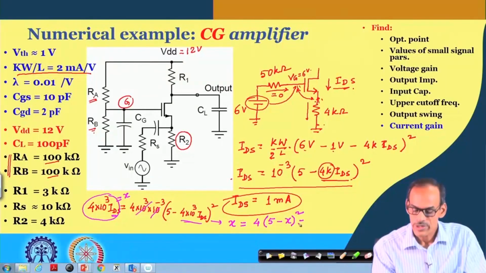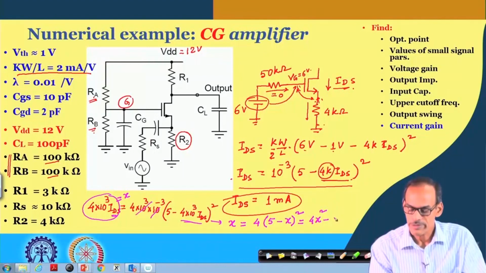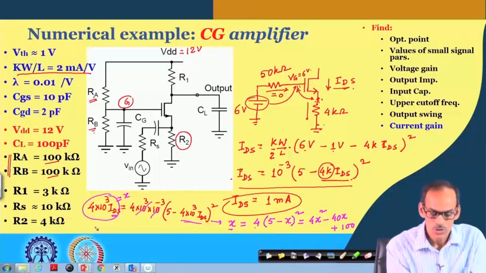So, what we are getting here is 4 x square minus 10 and 4, basically 40 x plus 25 into 4, 100. So, that is equal to x. So, from that you can get an equation which is 4 x square minus 41 x plus 100 equals to 0.